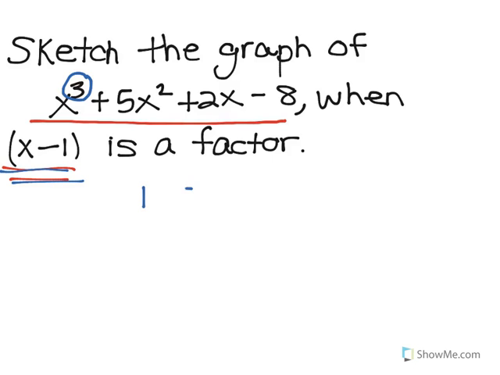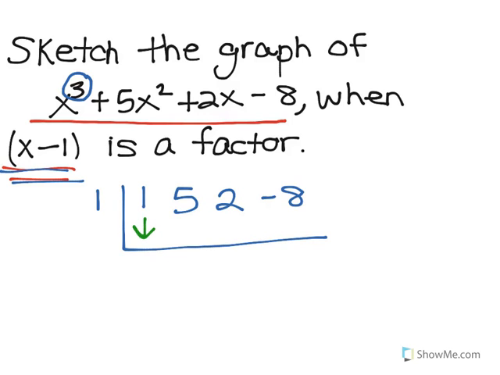I'm going to do 1, 5, 2, and -8. I don't need any placeholders. And then I know that I'm going to do the opposite, and I'm going to use 1 using synthetic division. I'm going to drop down the 1. 1 times 1 is 1. I add the 5, I get 6. 1 times 6 is 6. I add that down. 2 plus 6 is 8. And then 1 times 8 is 8. And my remainder is 0.